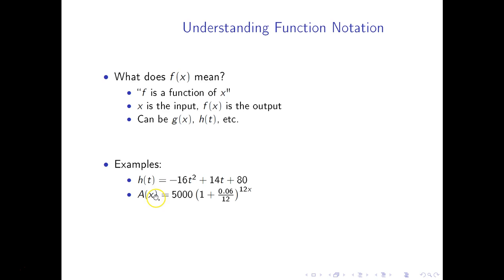Another one is A of x. This, by the way, is actually the formula if you have a $5,000 loan at a 6% annual interest rate that's compounded monthly, pretty typical of a lot of student loans. After x number of years, this formula would tell you exactly how much that loan would cost you to pay off. So how much interest and principal it has built up to.